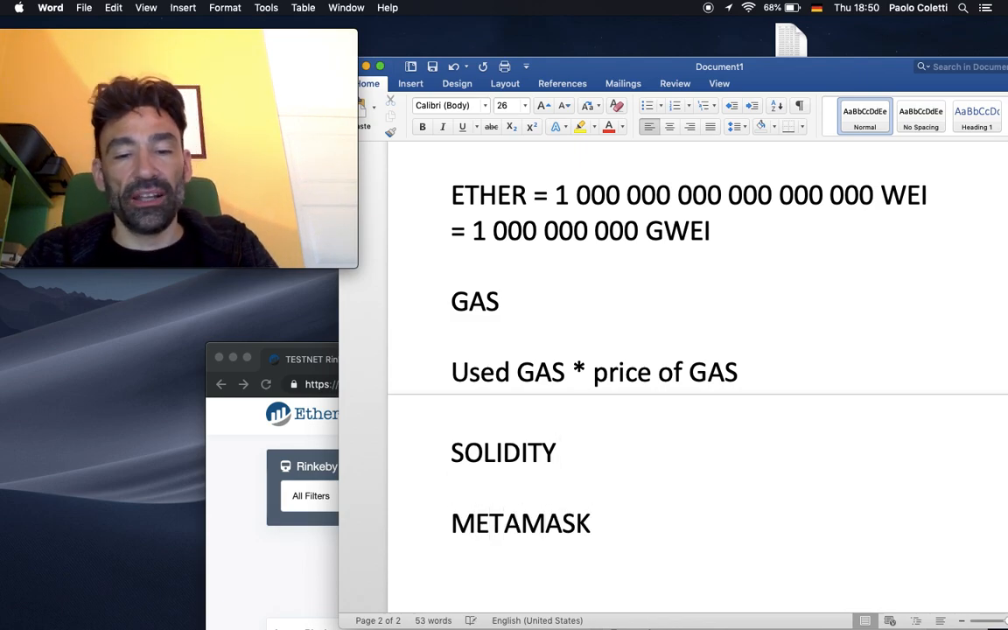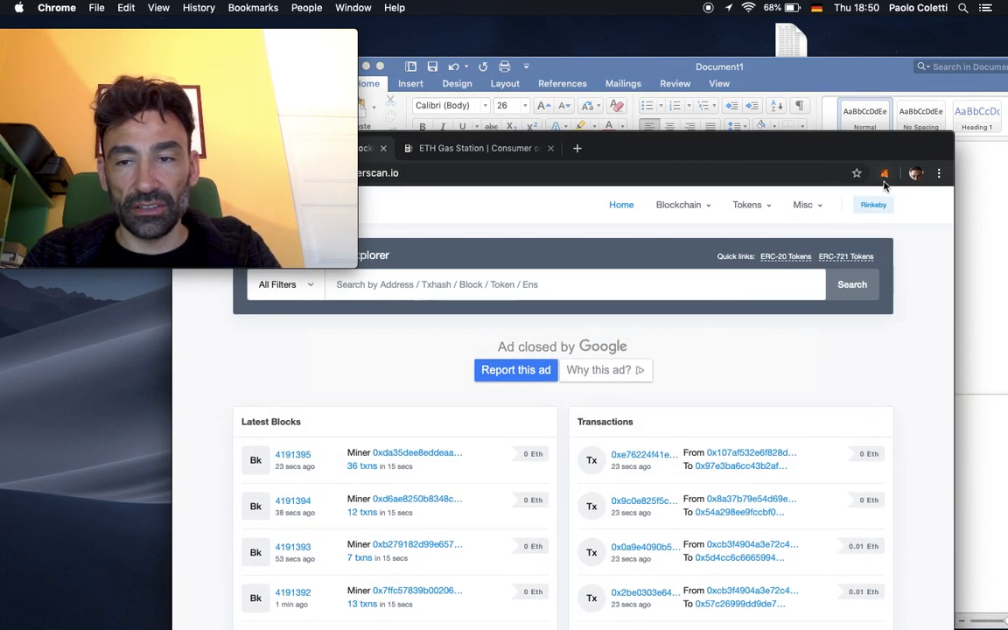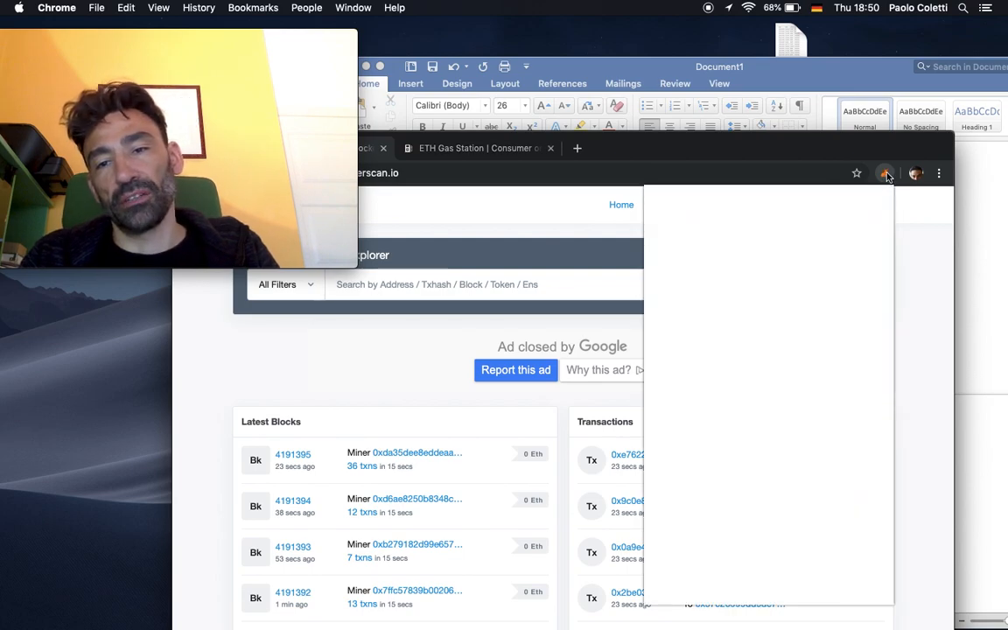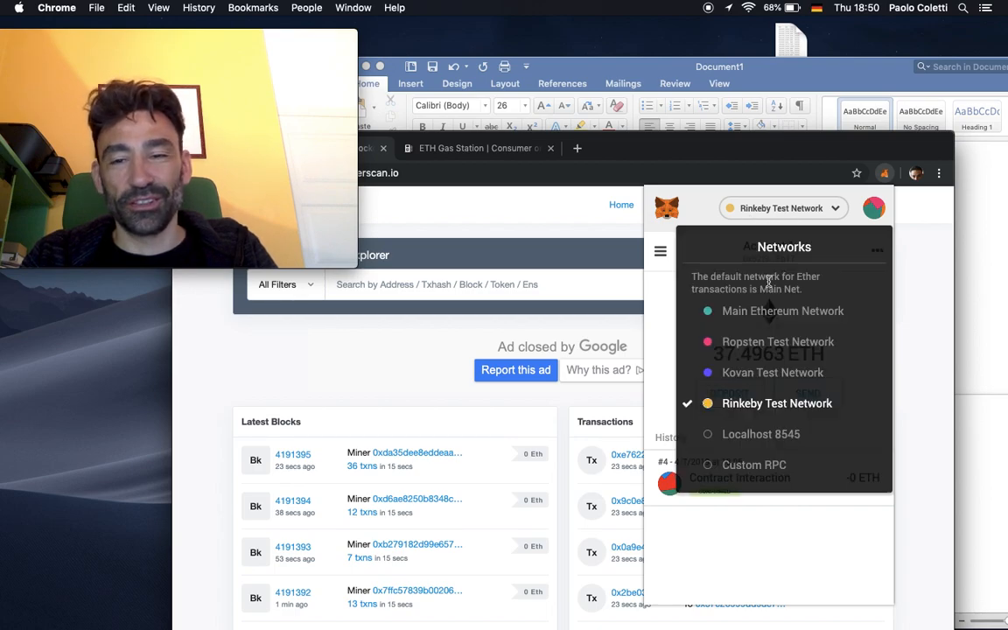MetaMask is the wallet that we will use. You have seen it here. Here it is, the fox here. Don't ask me again for the password, please. Okay. I am filthy rich, as you can see. Unfortunately, only on the Rinkeby test network. On the main Ethereum network, I have nothing. Okay.